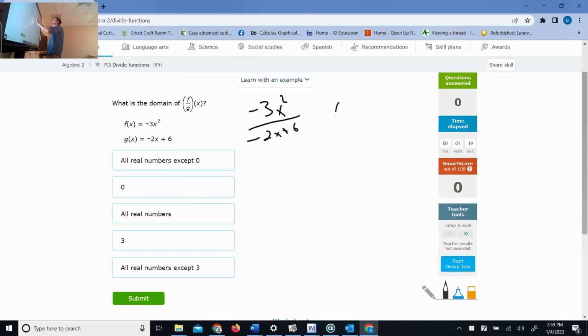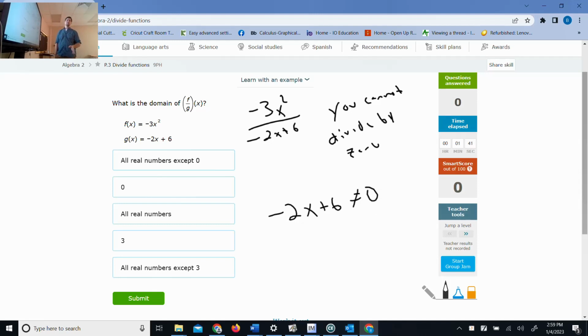That's the big deal. You cannot divide by 0. So whatever your denominator is, it will not ever be 0. Some teachers say equals 0. I like the inequalities here, not equal to 0. And then it's a two-step operation. Subtract 6, divide by negative 2, and you have a value of 3 as an answer.